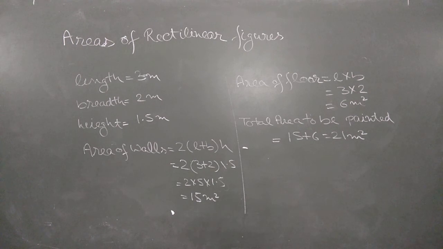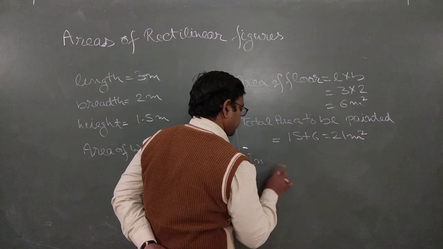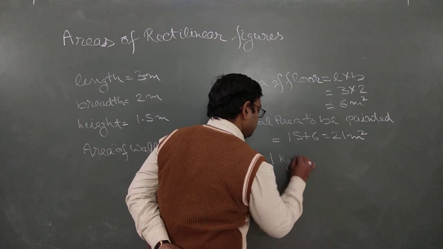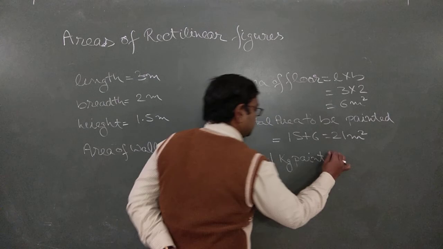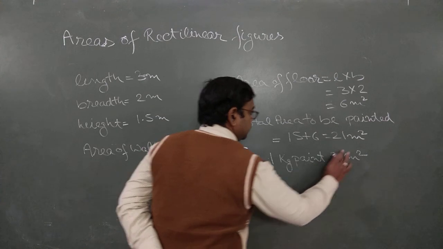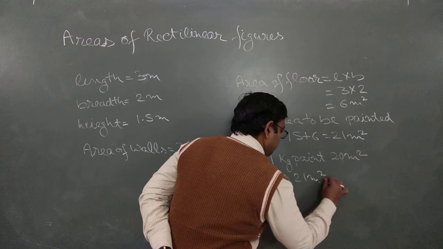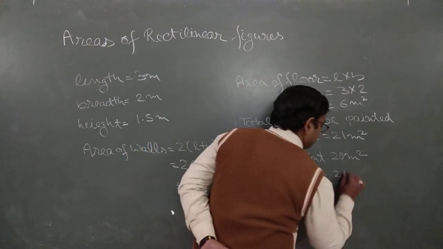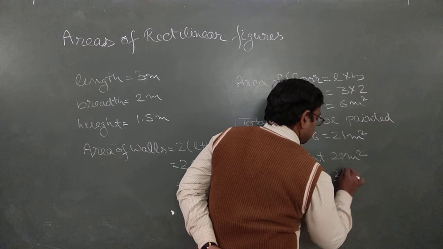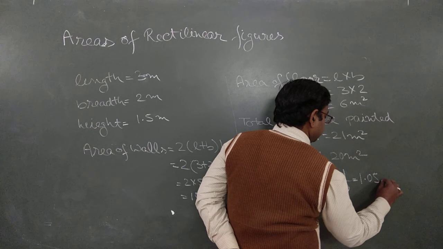Now as we know that in 1 kilogram of paint we cover 20 meters square. So for 21 meters square, we need how much? 21 divided by 20, it's 1.05 kilograms.